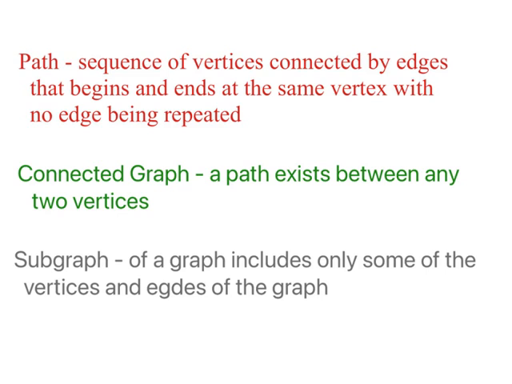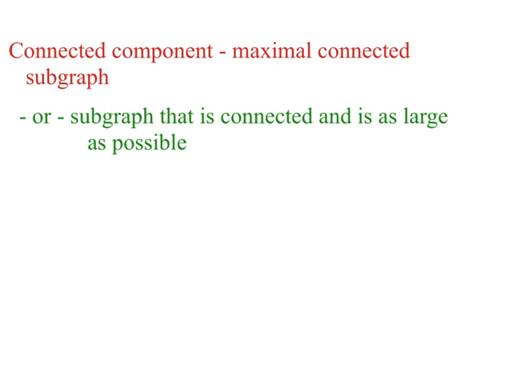All right, so we can make a path. A subgraph of a graph includes only some vertices and some edges of the whole graph, which kind of makes sense, right? If we have a set and a subset, same idea of a graph and a subgraph. A connected component is a maximal connected subgraph. What that really means is that we have a subgraph that is connected and is as large as possible.